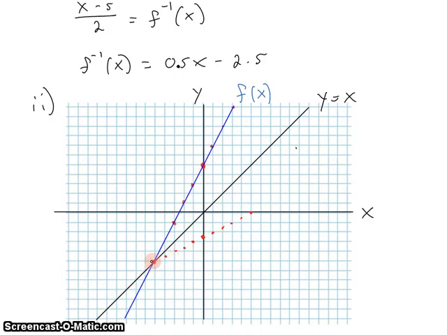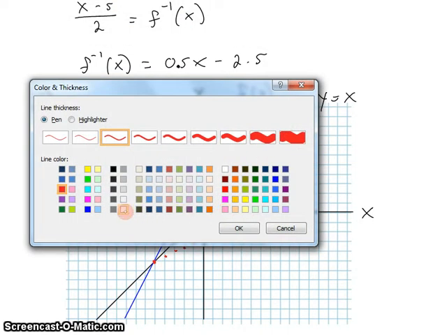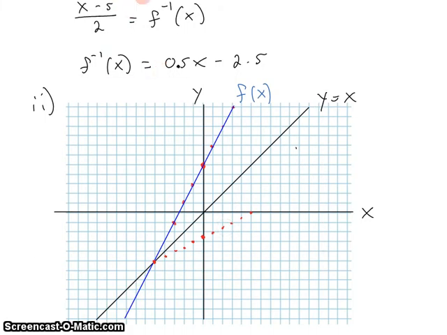And it looks like we're going to intersect at the same point that the blue line and the black line intersect. That's good. That should happen. We'll draw in the line. And this is the line for the inverse of f of x.